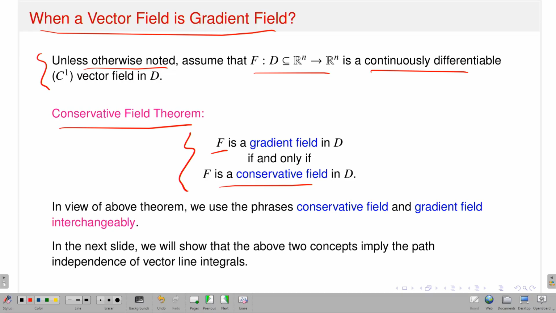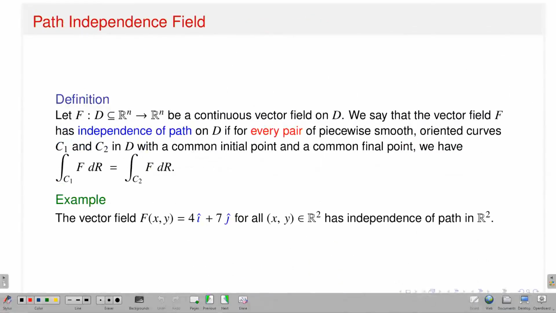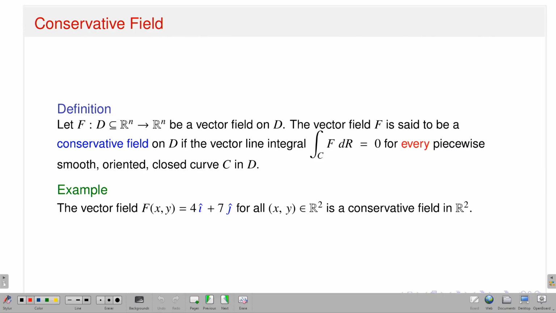I already explained: if I have a vector field F from some domain D, a subset of Rn, to Rn, I will say that the field is a conservative vector field if I take any two piecewise smooth curves with the same initial point and the same final point, then the vector line integral of capital F over C1 is exactly equal to the vector line integral of capital F over C2. So that is called conservative. If I go back, I think I have written it. Yes, you see, independence of path.